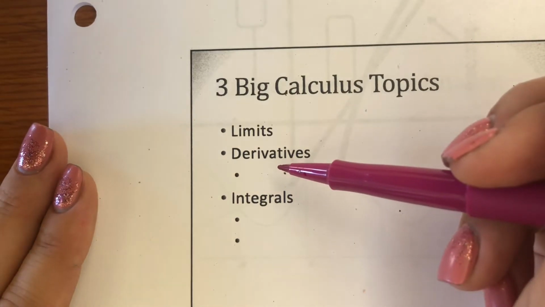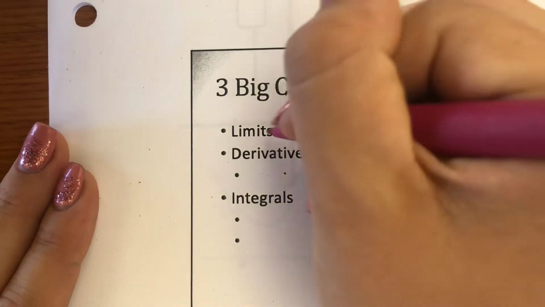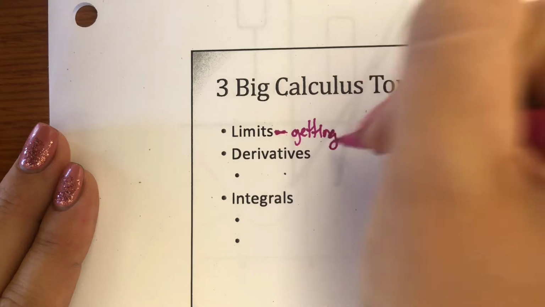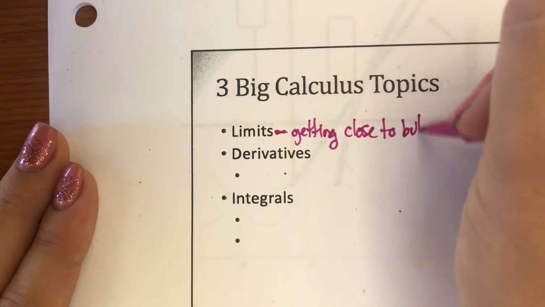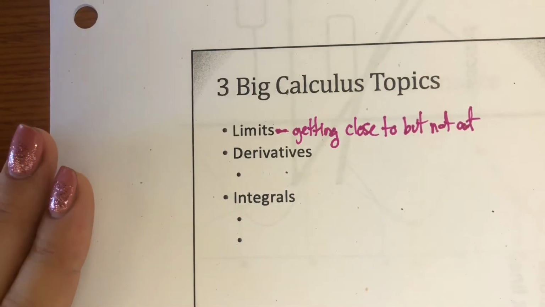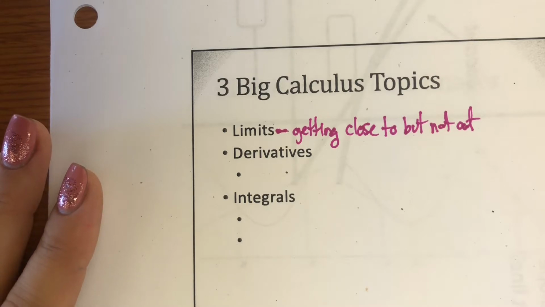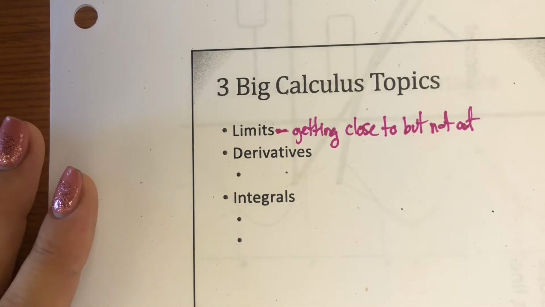And yeah, so what are limits about? This is not a formal definition, but it's about getting close to, but not at, okay? So we're talking infinity, we're getting infinitely large, we're getting infinitely small. I'm talking about 1 over infinity. We're not at 0, we're just super duper close to 0.